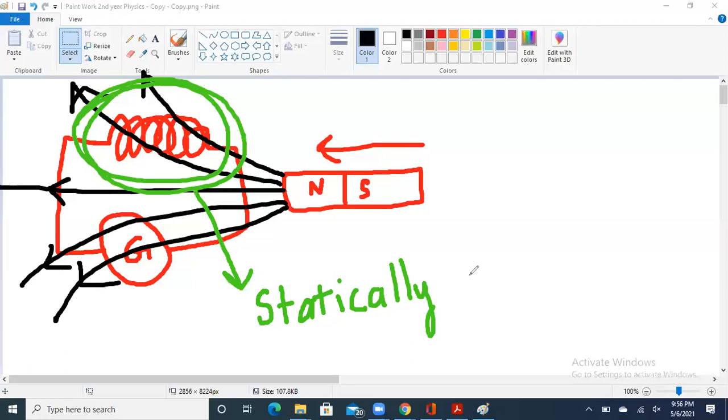So whatever wording we are using, either dynamic or static, both of these are related to the motion of the coil, not the magnet. If the coil is moving relative to the magnet, then this will be the dynamically induced EMF. While if the coil is not moving and the magnet is moving, that will be the statically induced EMF. I hope you have got the understanding.